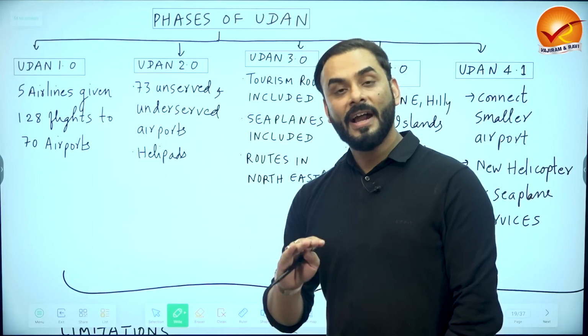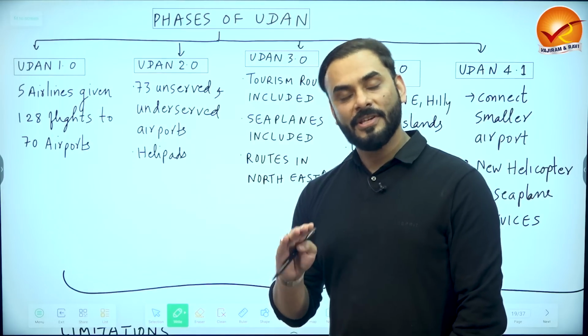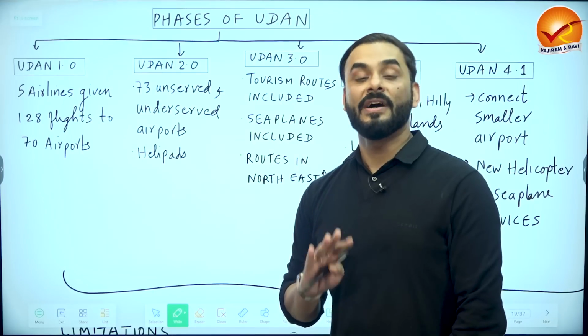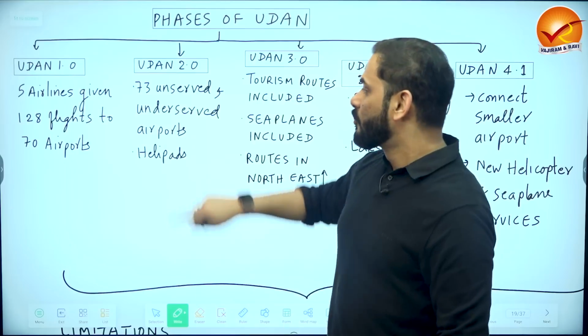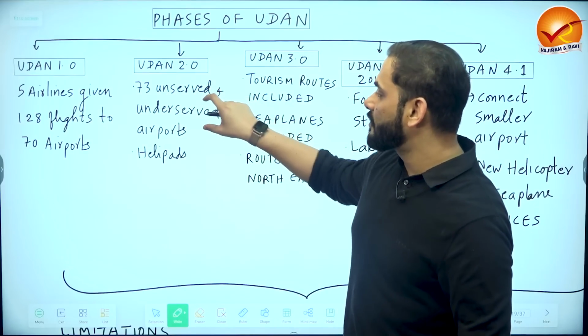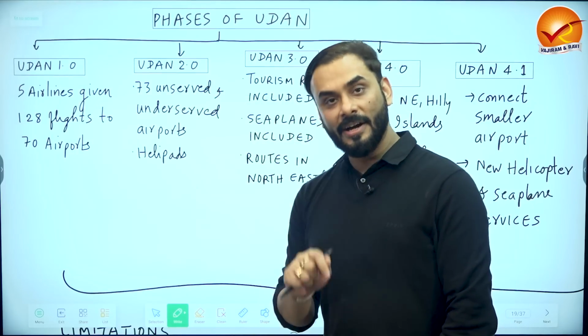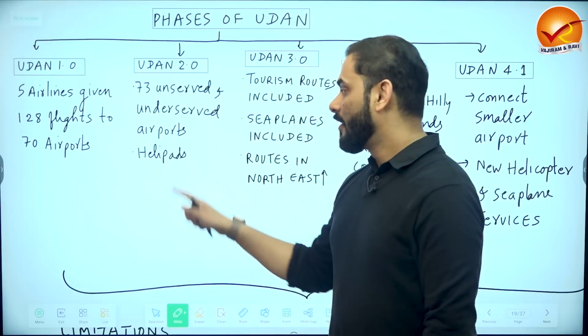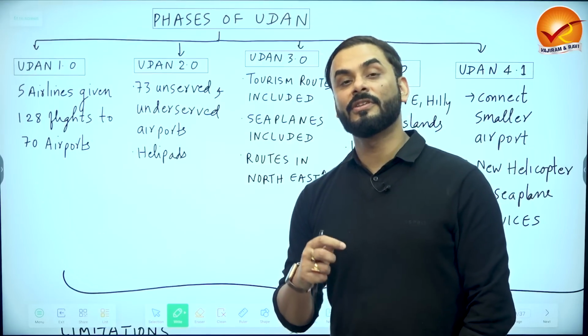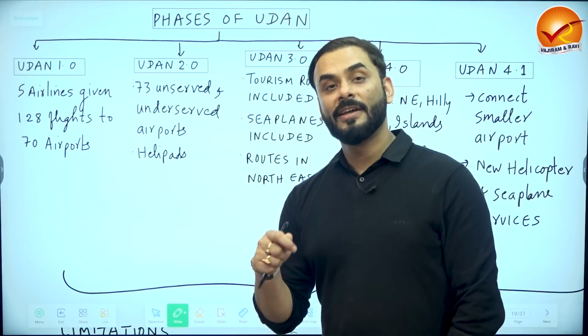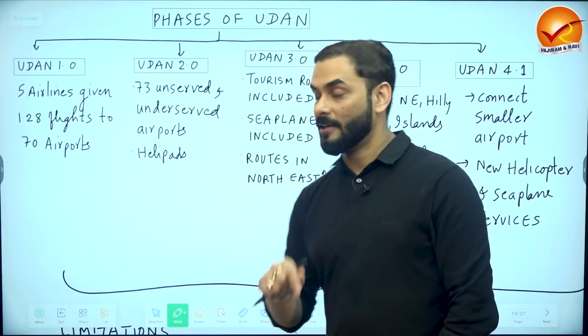Now in UDAN 2.0, 73 unserved and underserved airports were covered. Underserved means that the number of flight services was much less than required. Unserved means there was no flight service. Helipads were also created, so that helicopter movement can also start.